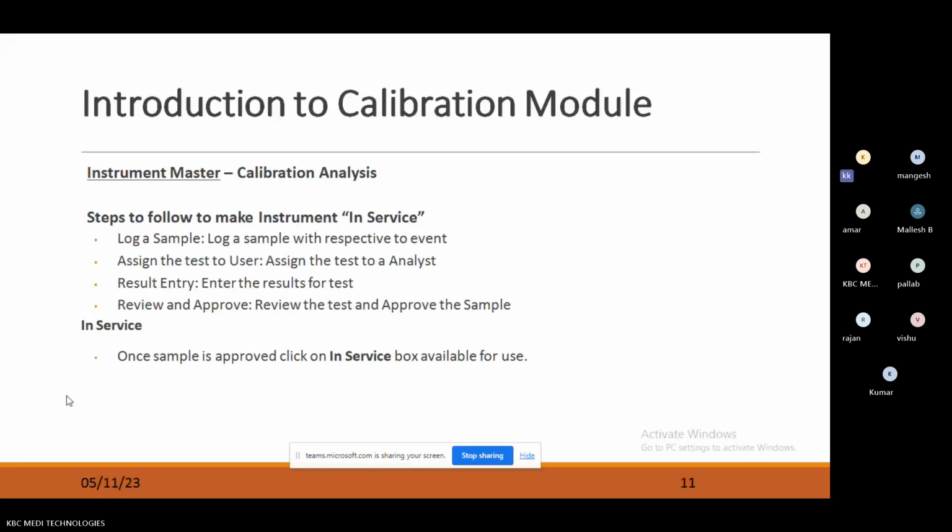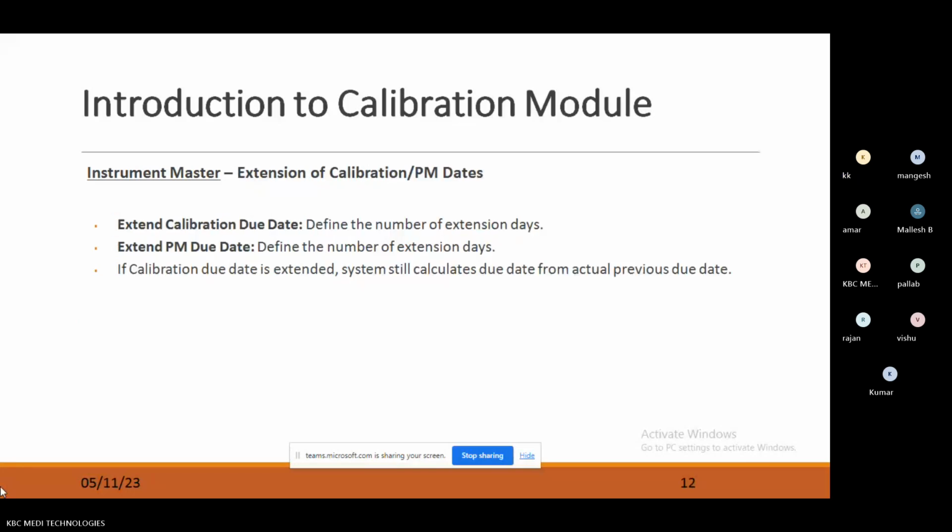Here I am giving some examples of how to follow instrument in service. You need to log the sample, the way you are assigning the tests, finished product, intermediate samples, same work allocation, results entry, review and approval. The way you want to keep it in service, it will be the same as the service box available for the usage of the system.